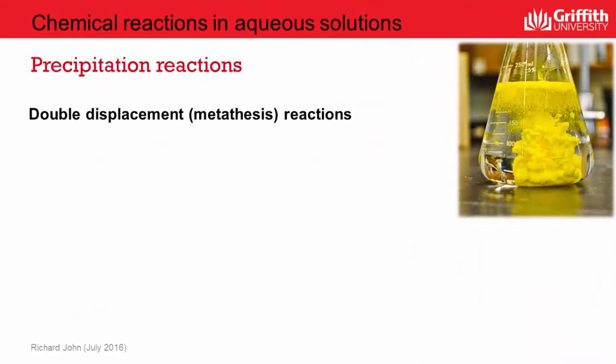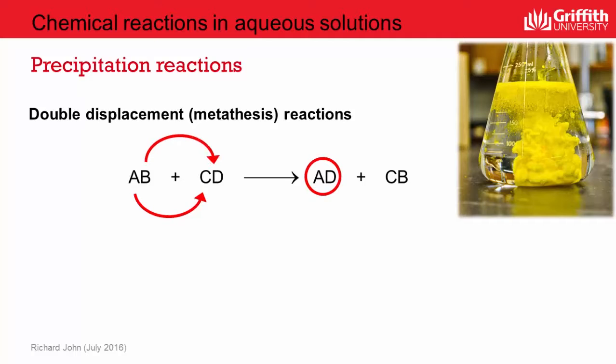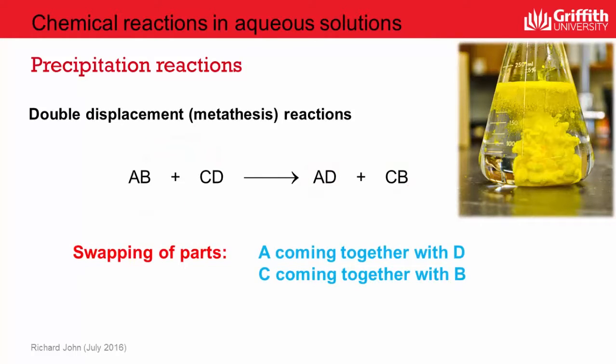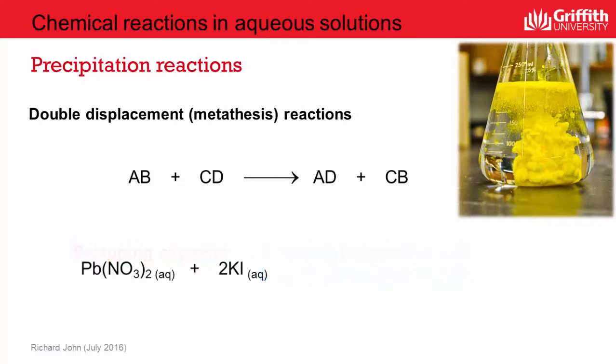So precipitation reactions are an example of a double displacement or metathesis reaction. Let's just remind ourselves what they are. We've got a general reaction scheme here, AB plus CD going to AD plus CB. What's happening here is A is displacing C to form the compound AD, and B at the same time is displacing D to form the compound CB. In effect, what we've got is a swapping of parts: substance A coming together with substance D and substance C coming together with substance B.